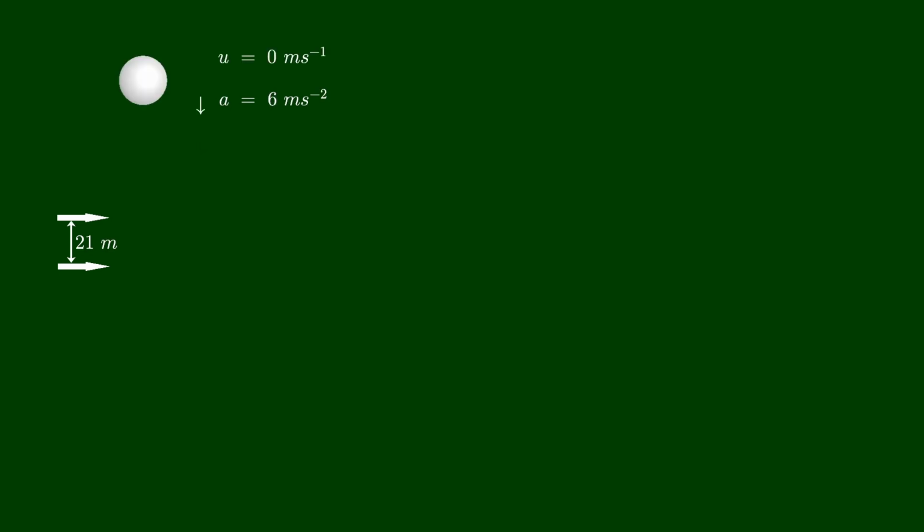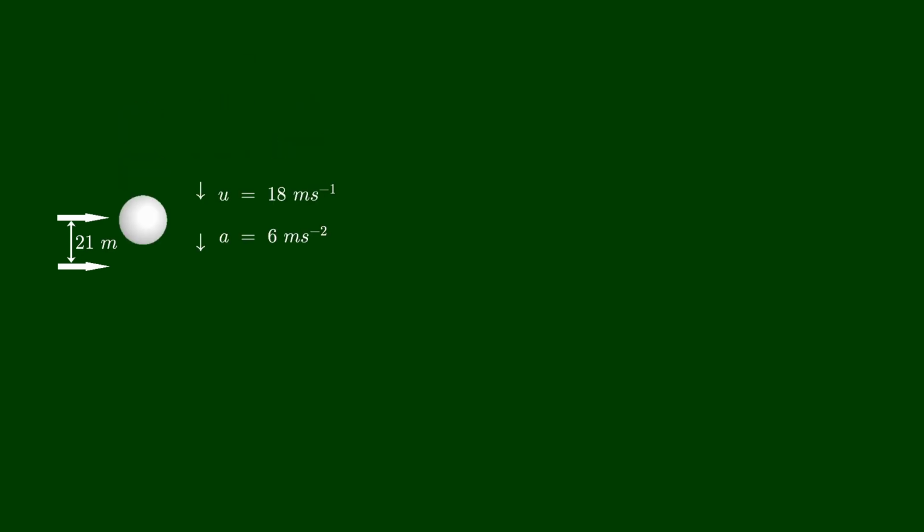At this point, the velocity of the object is 0. But the acceleration remains at 6 meters per second, in the downward direction. The object starts to move in the opposite direction from rest, but with an acceleration of 6 meters per second.